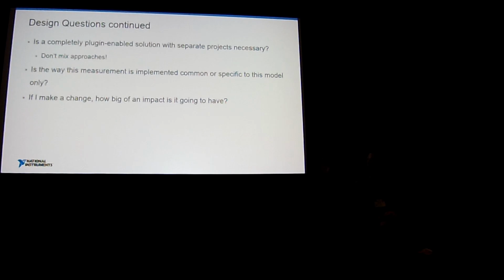And again, is the way this measurement is implemented common or specific to this model only? Thinking about this VNA idea, VNA measure, and setting up that trace: do I need to do 50 steps to do that and have individual functions for it? Or is the next one going to be awesome and combine all that for me, so I just say I want to do this measurement, and the driver does the same thing? It really comes down to understanding what you need to do at a high level, and then, if I have to make a change, how big of an impact is it going to be?